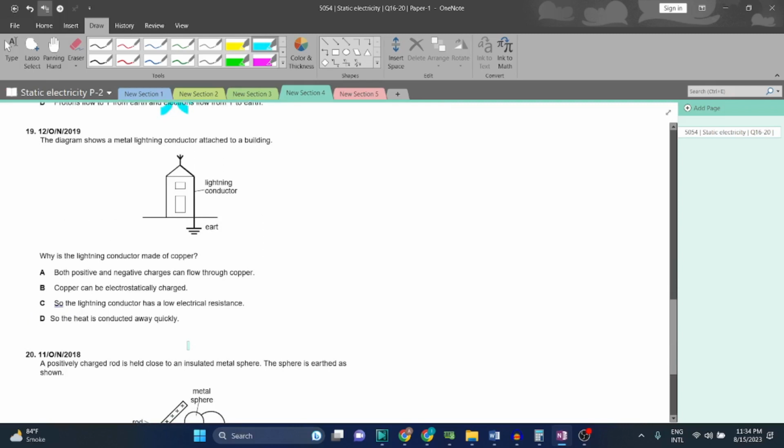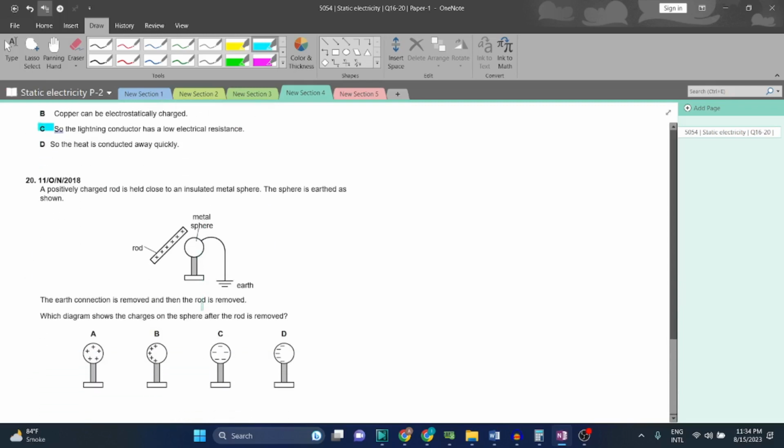Question 19. The diagram shows a metal lightning conductor attached to a building. Why is the lightning conductor made of copper? The reason for the lightning conductor to be made of copper is that copper is a very good conductor of electricity, and the reason is because it has less resistance. For a conductor to be good, it needs to have less resistance and more efficiency. So the lightning conductor has a low electrical resistance.